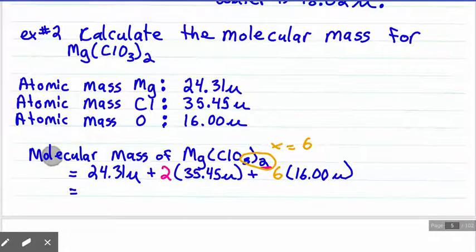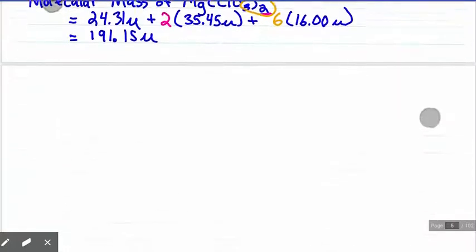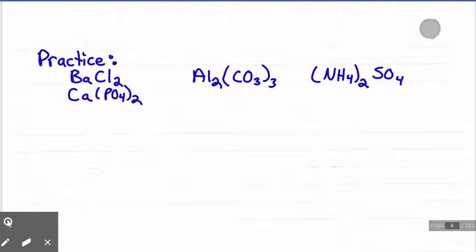So if we do the math on this one, I'm just going to do it all in one step because it's pretty straightforward. It's going to be a molecular mass of 191.15 atomic mass units. So you're going to hit pause. Make sure you have this copied down. And I'm going to give you a couple practice to do now. All right, so after you are done, this video is almost finished. I've got 4 molecules for you to practice calculating the molecular mass for.